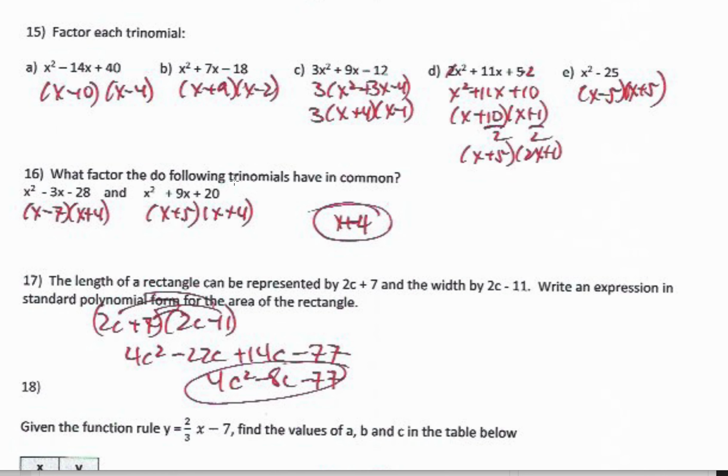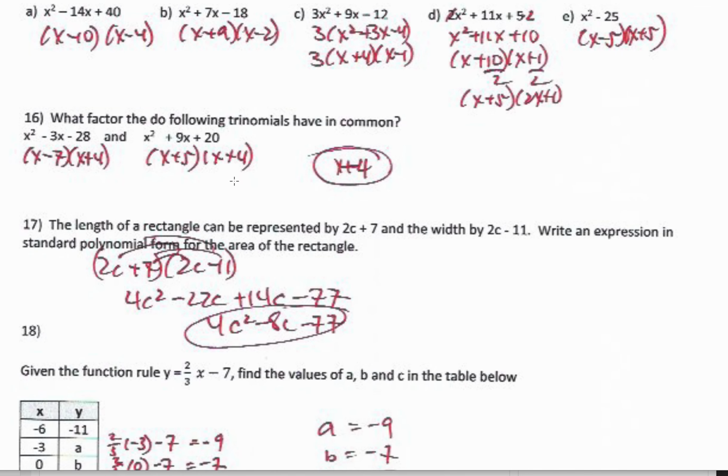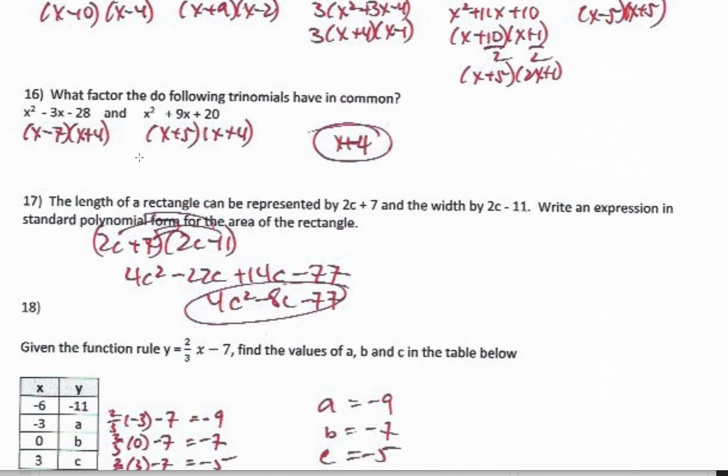Okay, number 16 says, what factor do the following trinomials have in common? So there's two different trinomials here, and we want to find what factor they have in common. So what you got to do is factor them both. The first one is x minus 7 times x plus 4. The second one is x plus 5 times x plus 4. What do they share in common? They share in common an x plus 4.